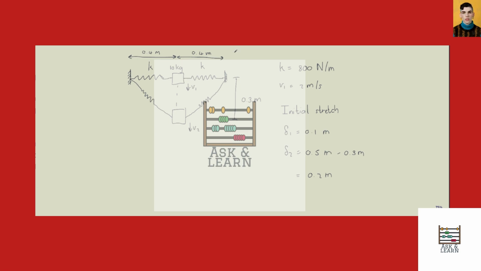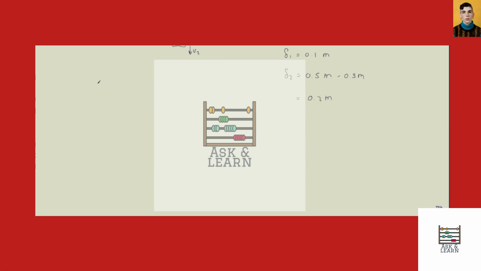So if we look at the diagram, we have initial velocity v1 and final velocity v2. We know the force constant of the spring to be 800 Newton meters for each spring, and we know the initial and final stretch of the spring. So from the conservation of energy, we know that the kinetic energy, the gravitational potential energy, and the elastic potential energy need all to be conserved.